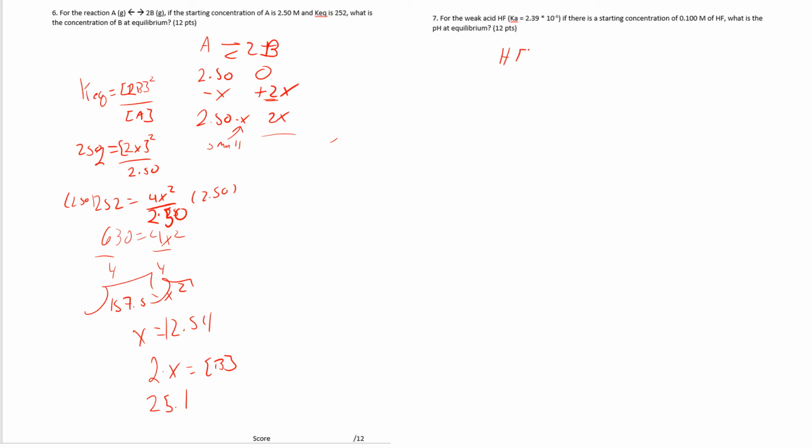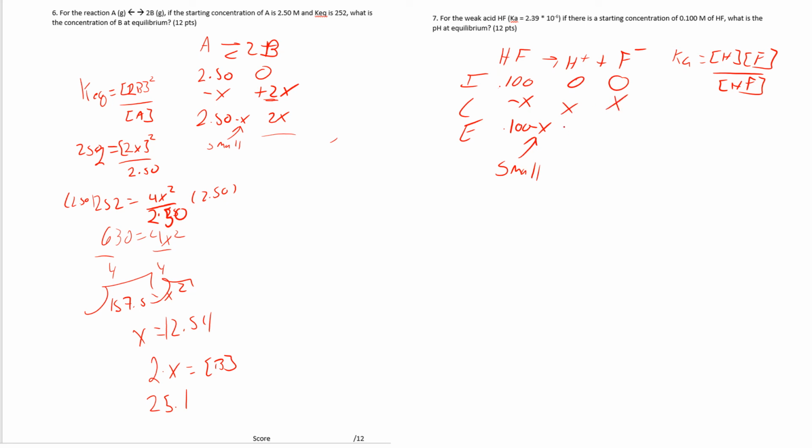Seven: HF goes to H plus F minus, ICE. Ka equals H times F over HF, 0.1 minus x, 0.1 minus x again. That's small. 0, 0, x, x, x, x. So Ka, 2.39 times 10 to the minus 6, equals x squared divided by 0.1, which is 2.39 times 10 to the minus 7th equals x squared.